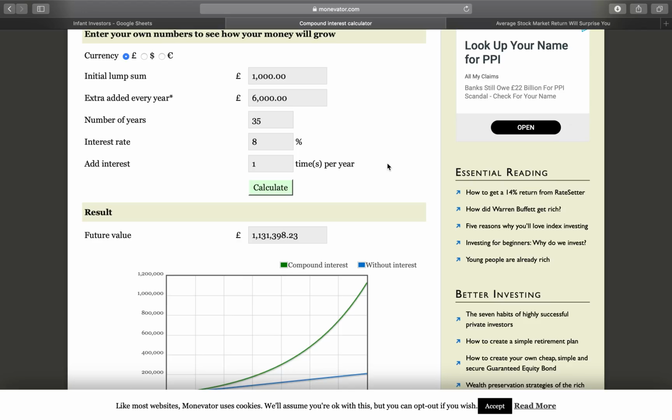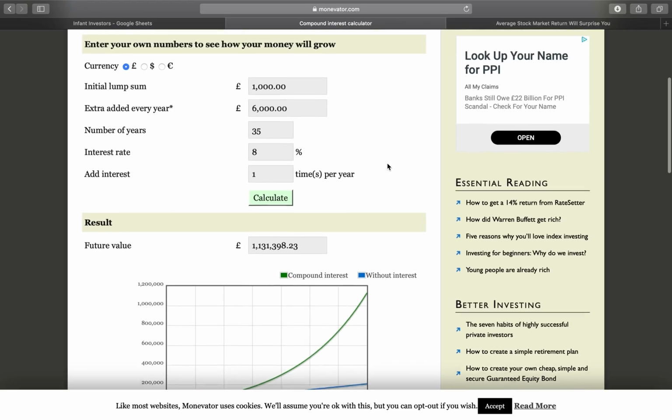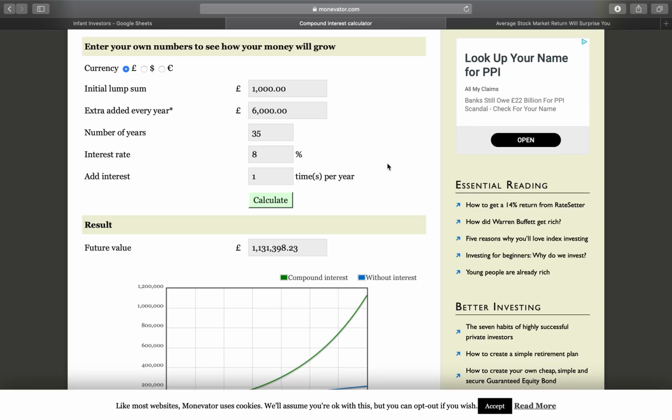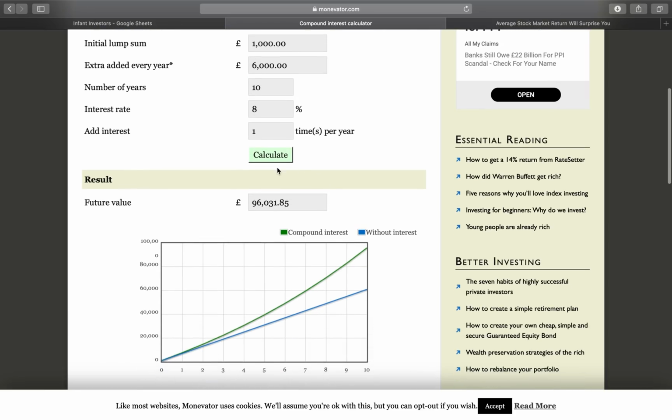Now, obviously, 35 years is a long period. You might be thinking, actually, I'm not really trying to think about retirement investing right now. I want to see what I can do in the next 10-year period. So if I keep the same assumptions and just reduce this down to 10 years, it shows that you'll have a return of £96,000.